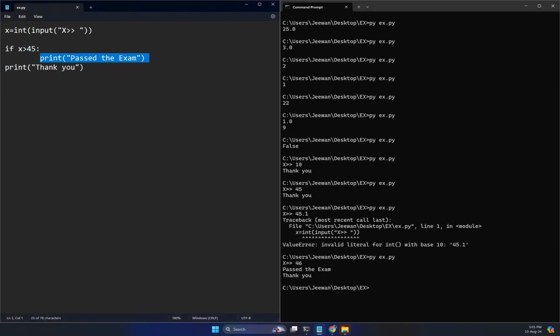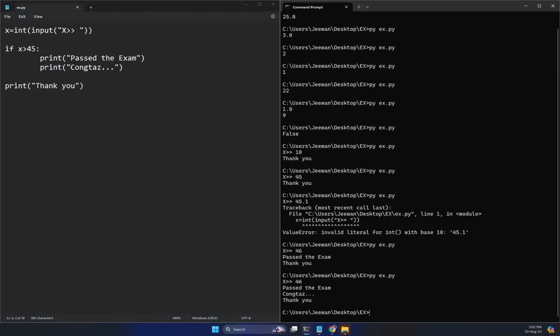Therefore, in order to write the if statement, you have to use the if keyword followed by the condition, and thereafter a colon. And then with the indentation, you have to write the lines. You need to keep the same indentation. Now you can see congrats. If it is above the mark, it will say pass the exam, congrats.